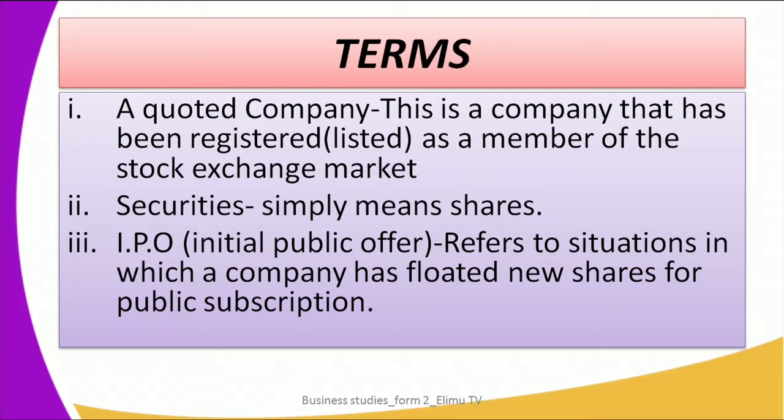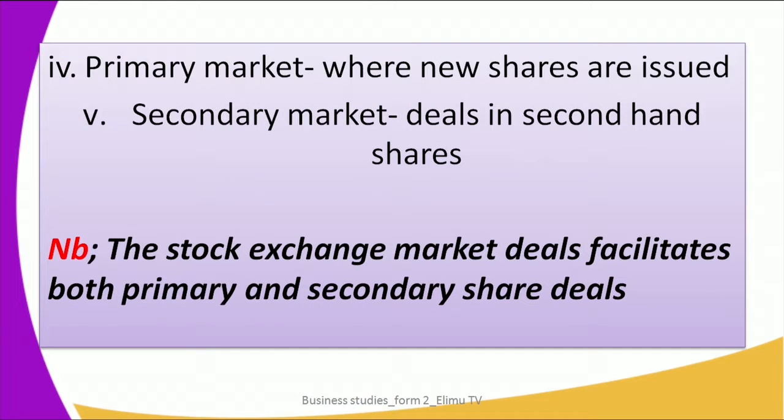This refers to situations in which a company has floated new shares for public subscription. So you have an existing company, and then it creates new shares that are advertised. Then the public comes to subscribe for them. Such shares are what we call the initial public offer. And we continue with the terms.